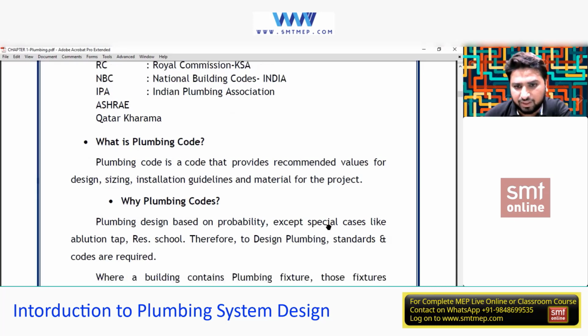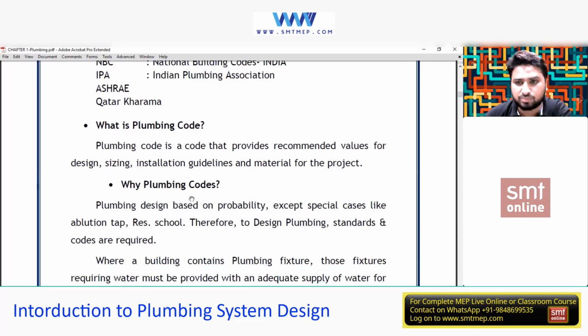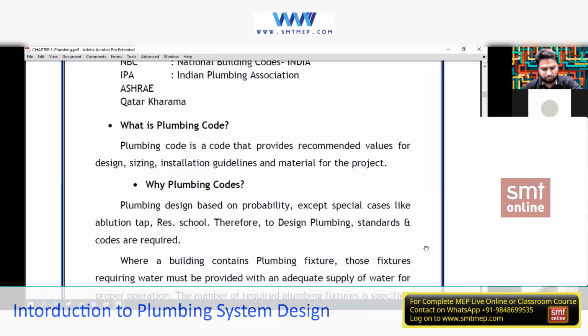Either with the probability or the special cases, you need these plumbing codes, because from these plumbing codes one will be getting the values to design on the probability basis or on the peak basis. So in short, we'll be getting some recommended values based on the probability or the peak demand. For example, for peak demand, what should the value be? For probability demand, what should the value be? We'll be taking help of this. Okay, so today is the end of the session.